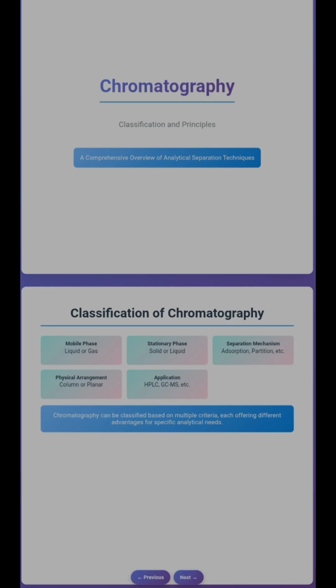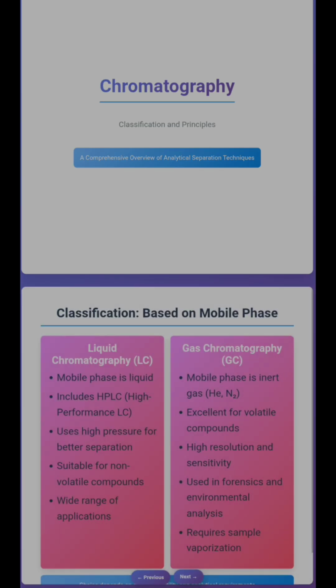So next, classification based on mobile phase. First, liquid chromatography. Second, gas chromatography. Liquid chromatography short form is LC. Gas chromatography short form is GC.